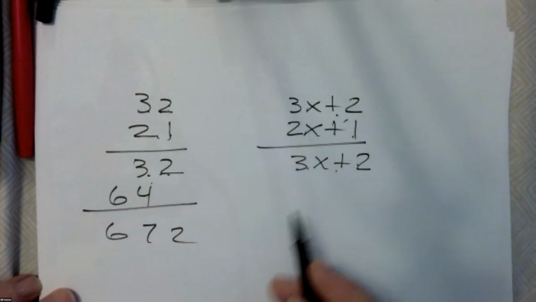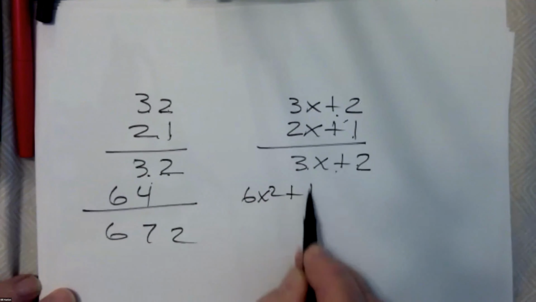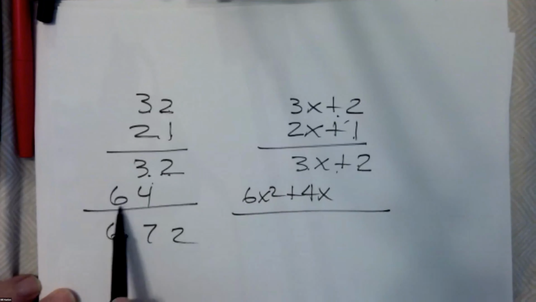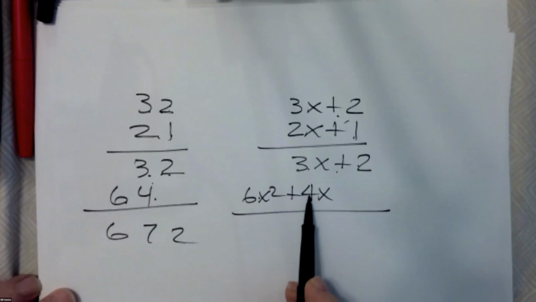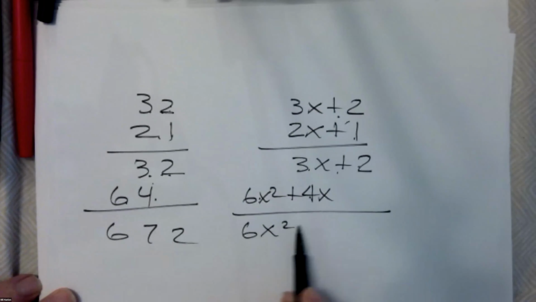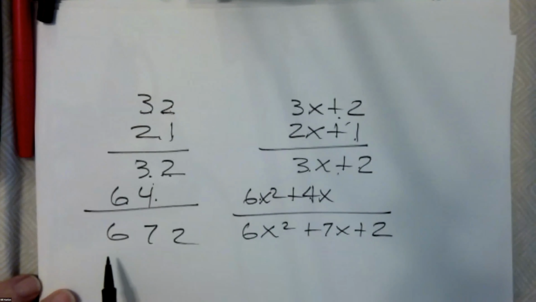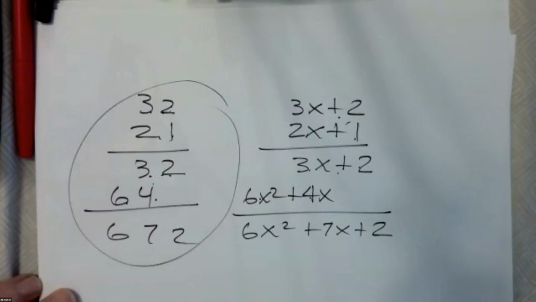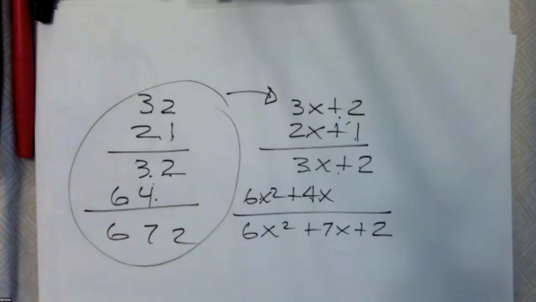I indent a space and multiply, so I get my 6x squared plus 4x. And notice here's my 6 and 4 for my partial product. Here's my 6 and 4 from my partial product. I draw my line and add, I get 6x squared plus 7x plus 2. So the point I want to make is the standard algorithm that's taught in elementary school is also going to be used to introduce multiplying with polynomials.